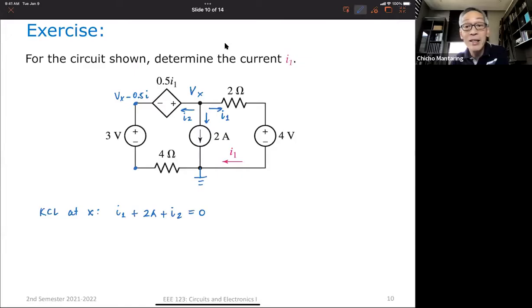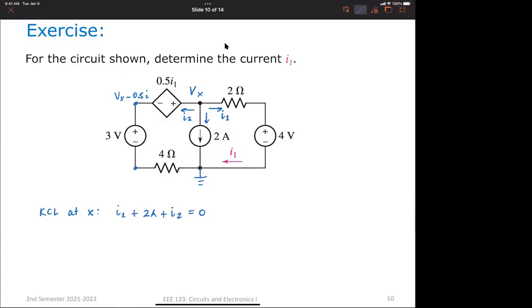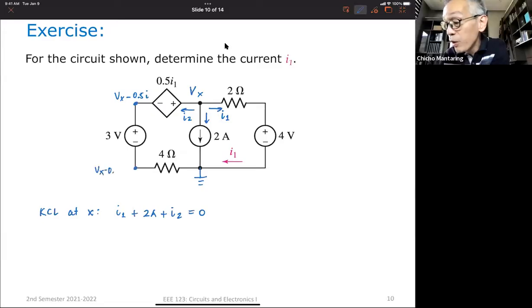Kung bakit minus? Okay, so ano yung magiging voltage dito? Anyone? Ano yung magiging voltage dito? Bali po, Vx minus 0.5i minus 3 volts. That's right. No? This is Vx minus 0.5i minus 3 volts. But note that this is now the voltage across your 4 ohms.